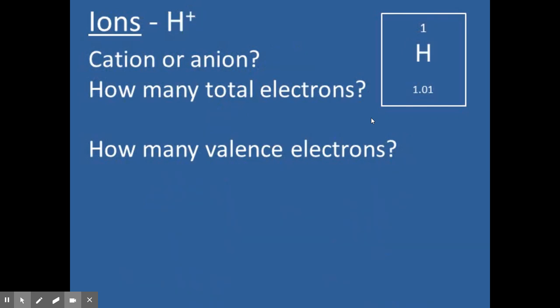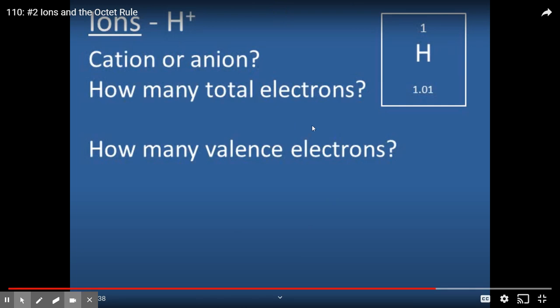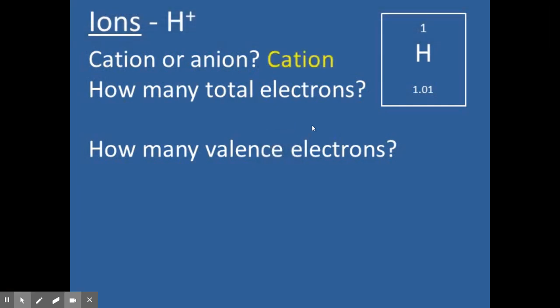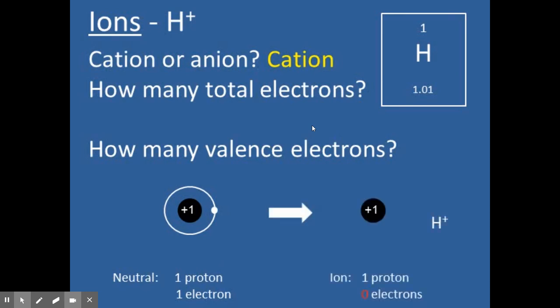Hydrogen ion, in this case, is a cation because it has a positive charge. We see in its orbital diagram one positively charged proton at the center and one negatively charged electron surrounding it. That one lonely valence electron is often lost, thus giving hydrogen ion a net positive 1 charge. Total electrons are 0, and of course total valence electrons are 0.